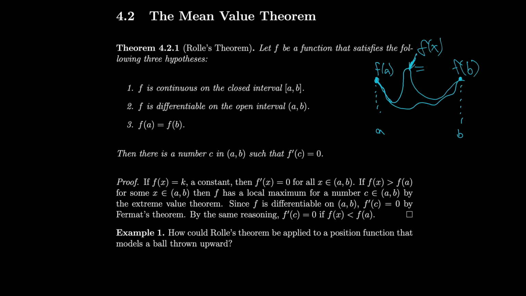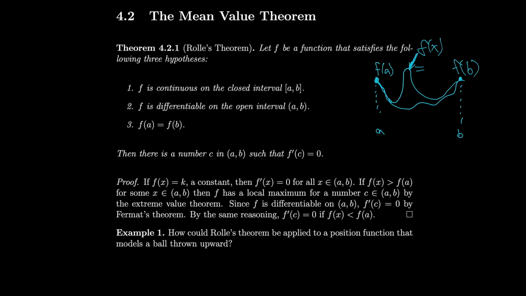We know that maximum is inside of the open interval, not the closed one, because f of x is bigger than f of a, so it can't be on the endpoint. We also know it can't be on the other endpoint because f of b is equal to f of a. Okay, since f is differentiable on the open interval a b, f prime of c is 0 by Fermat's theorem.